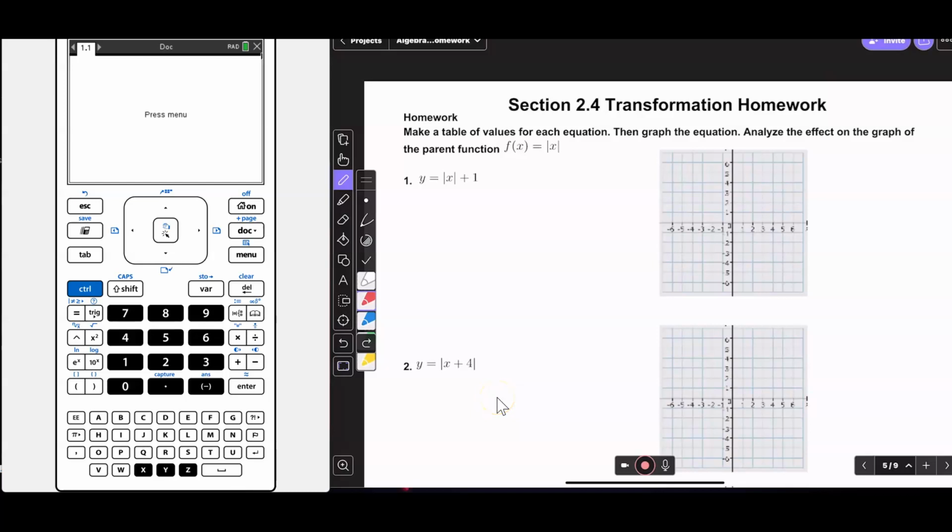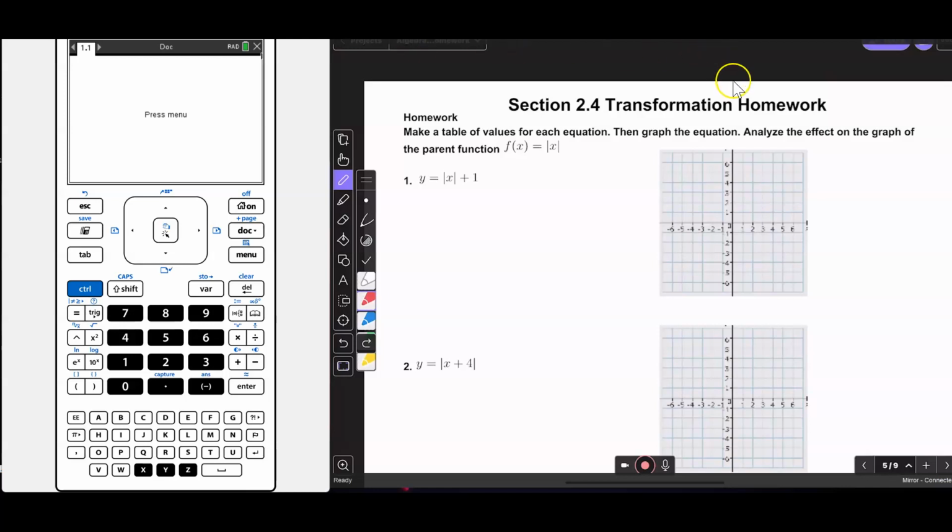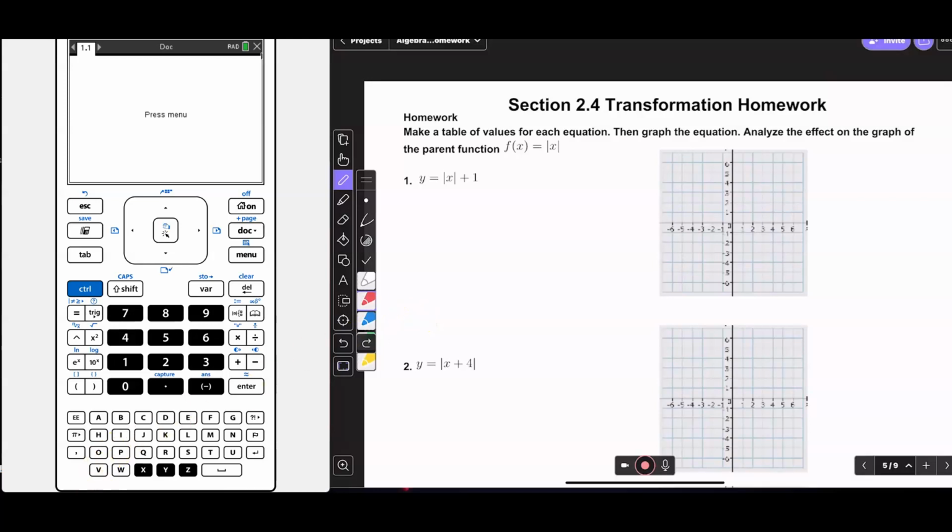Your instructions are to watch the video that I'm about to do. It's actually going to be a recording of the assignment, section 2.4, so you need to work this out with me.